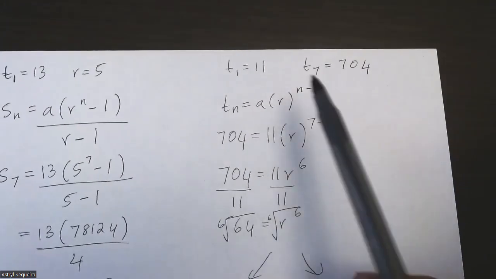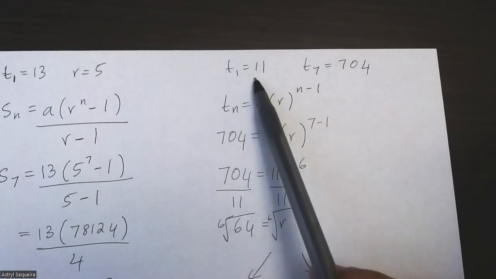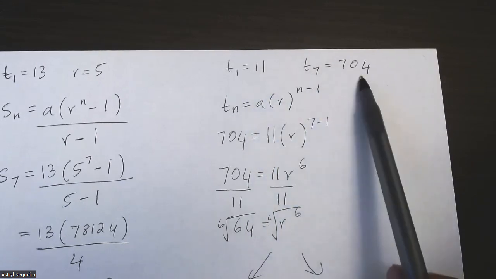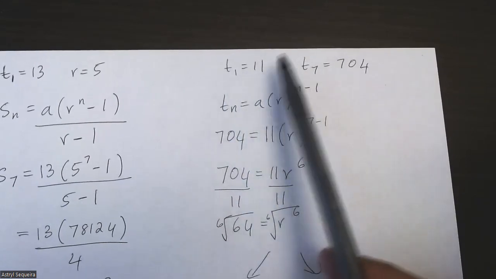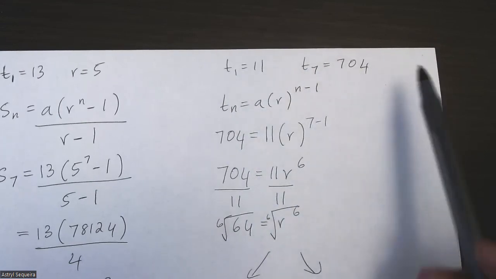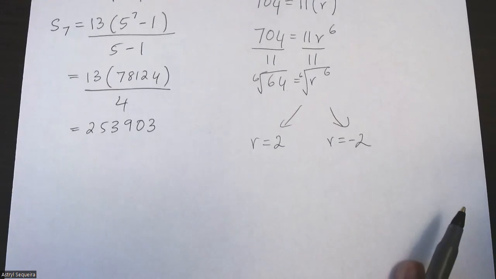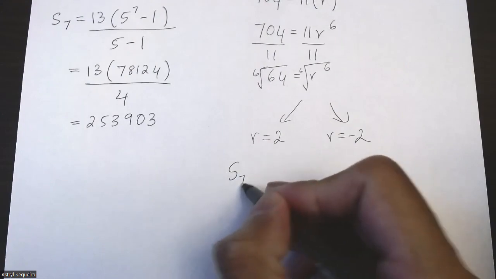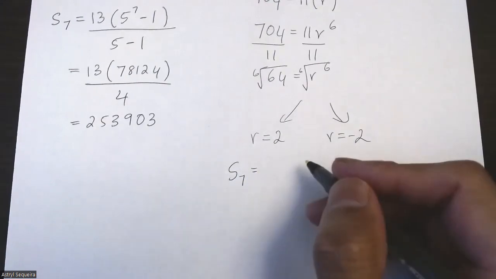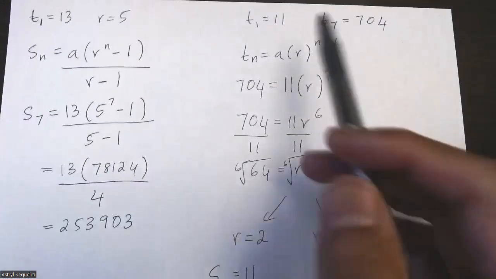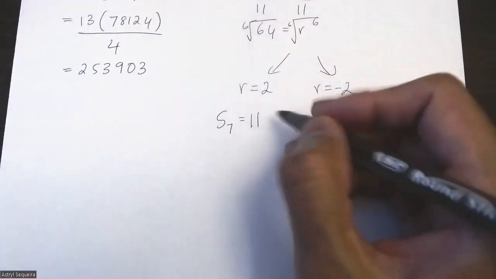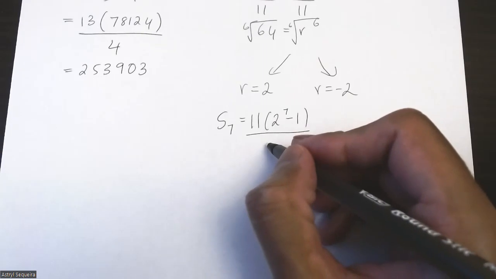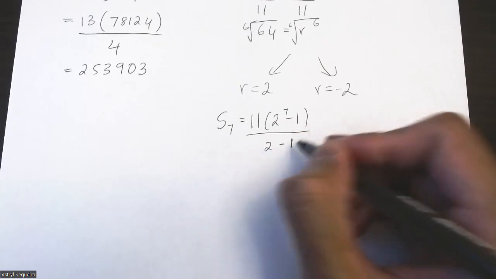So now we have 2 possibilities. There's basically 2 geometric sequences that can have the first term as 11 and the 7th term as 704. The first one just keeps multiplying by 2 till you reach 704. The second one keeps multiplying by -2, and eventually you'll also reach 704. So we have 2 possible answers here for the sum. The first possibility, remember, finding the sum of the first 7 terms is a, which is the first term, 11, times (2 to the power of 7 minus 1) divided by (2 minus 1).